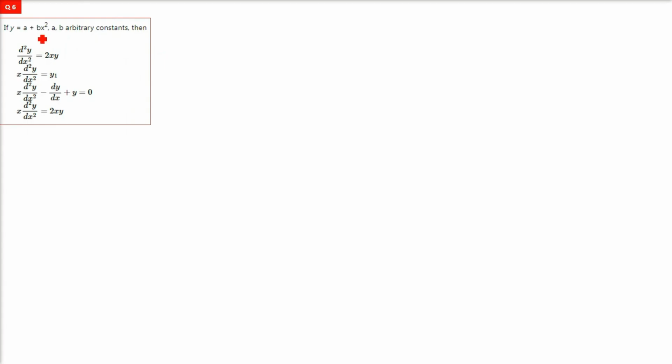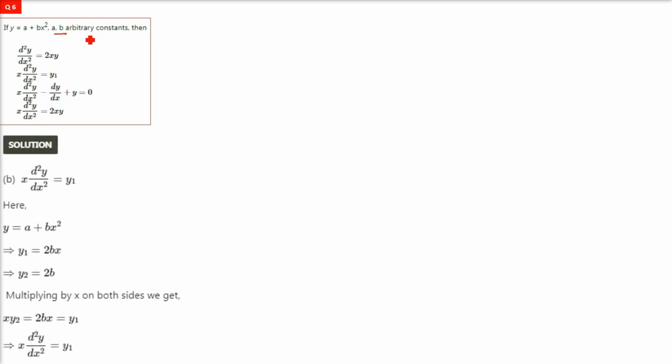Y is equal to a plus bx square. So there are 4 equations. Which equation are you going to get? Just differentiate and try to get y equals a plus bx square, in terms of y or y1, wherever it is possible. So y is equal to a plus bx square. Dy by dx, you can write it as y prime or y1. So dy by dx: a is 0 because it is a constant, and bx square gives 2bx. Dy by dx is 2bx.